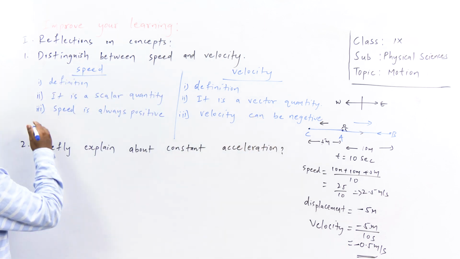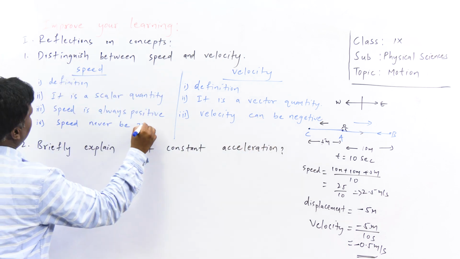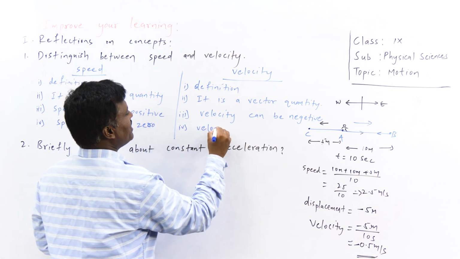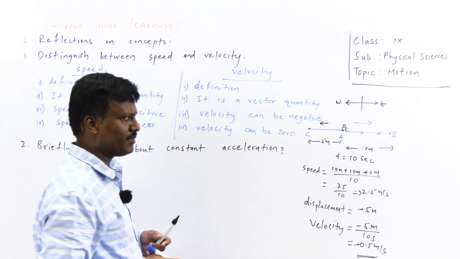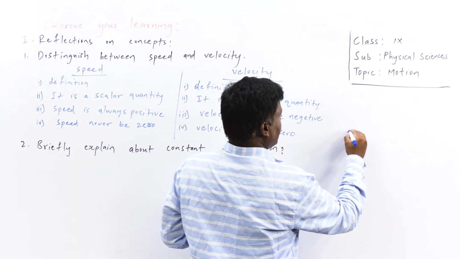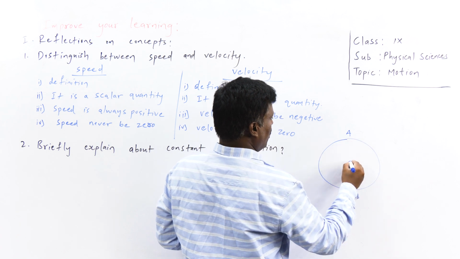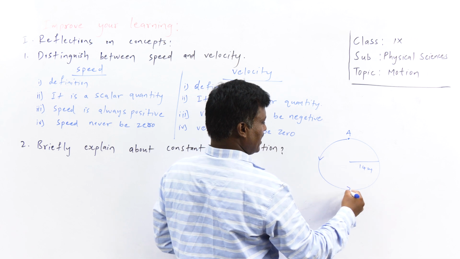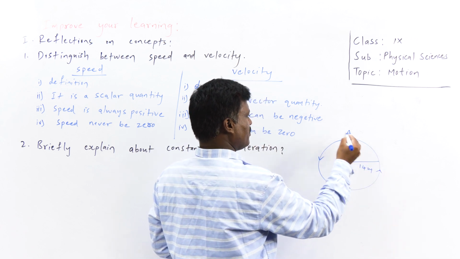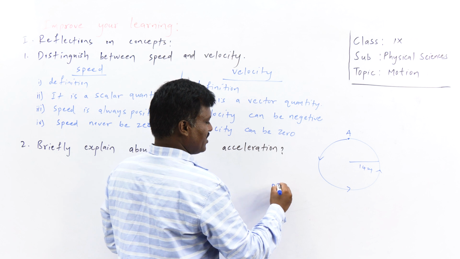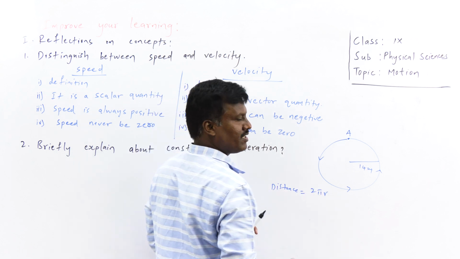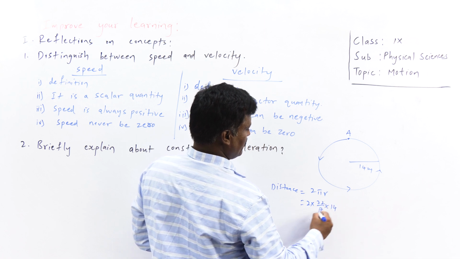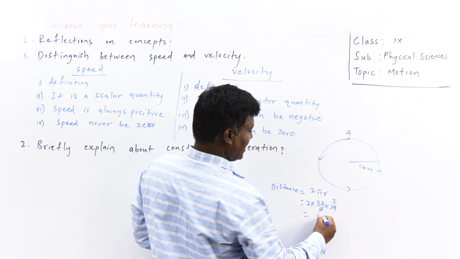Okay, and a last point. Speed can never be zero. Always it has some value. But velocity can be zero. How can we explain this? I explain with one example. Let's say a man is traveling on a circular track of radius 14 meters. He started at point A, covered the circular track, finished one round and reached the same point A. Now what is the distance traveled? 2 pi r, that is the circumference of the circle. 2 into pi value 22 by 7 into r value 14 meters. 7 ones are 7, 7 twos are 14. Total 88 meters he traveled.